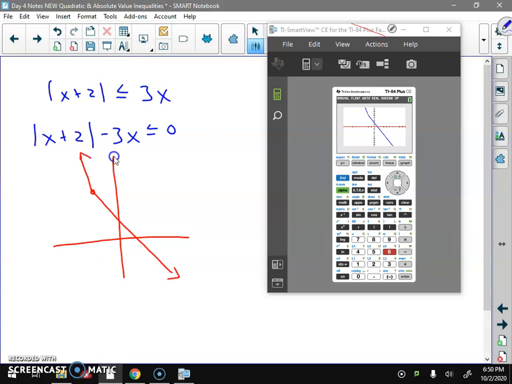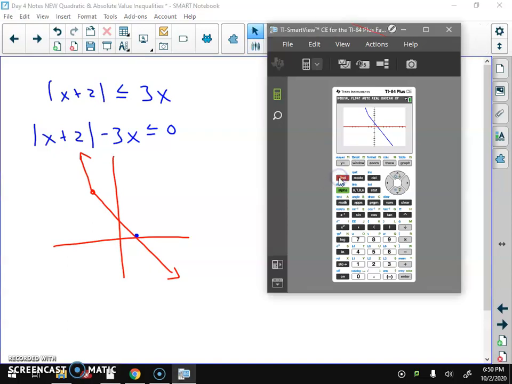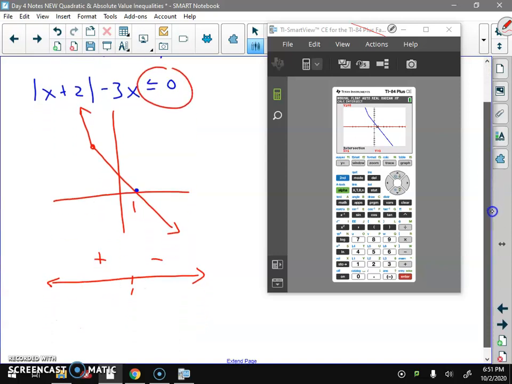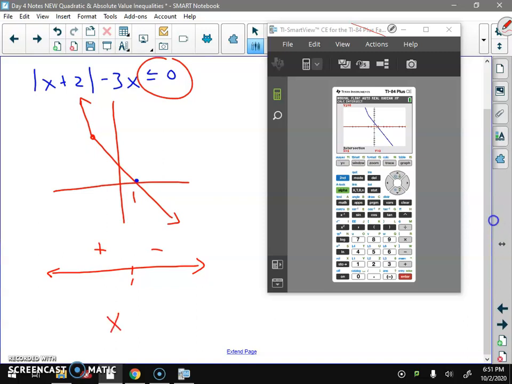I would sketch it. Partition is the root. I find that root. Enter, enter, enter. The root is 1. Plus minus line, only one partition, 1. Above is plus, below is minus. I want it below. I can include that in the solution. So my graphical solution would be anything greater than or equal to 1, which is exactly what we found a couple minutes ago on one of the previous videos by doing that absolute value analytically.